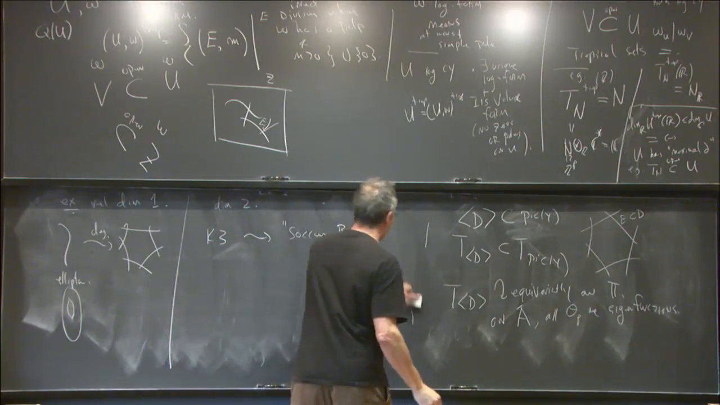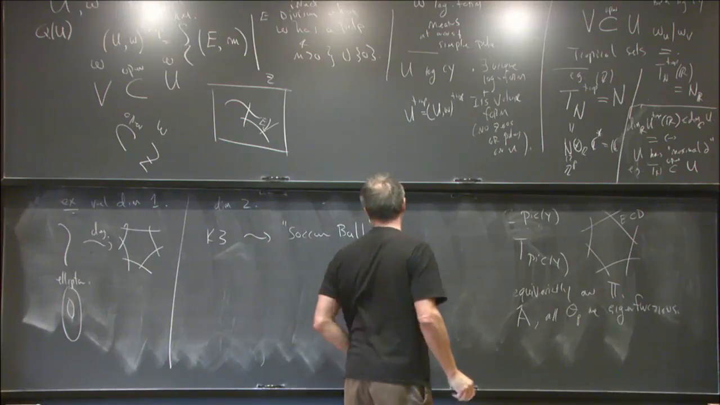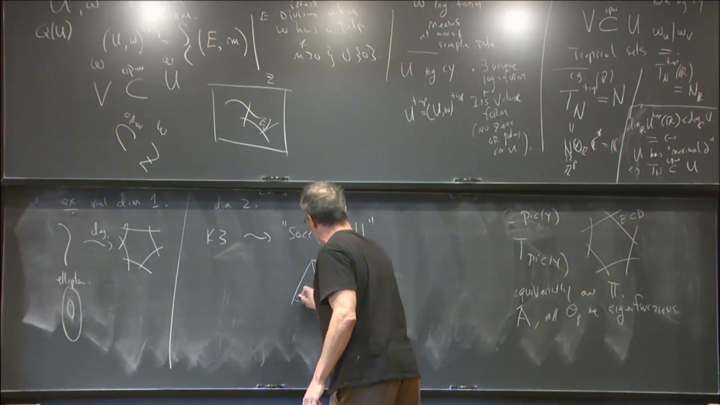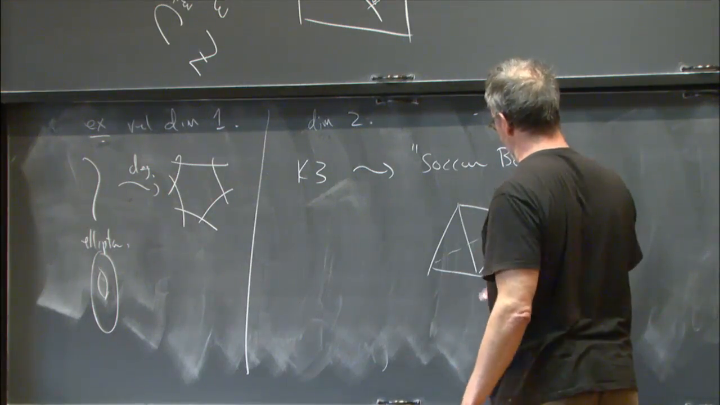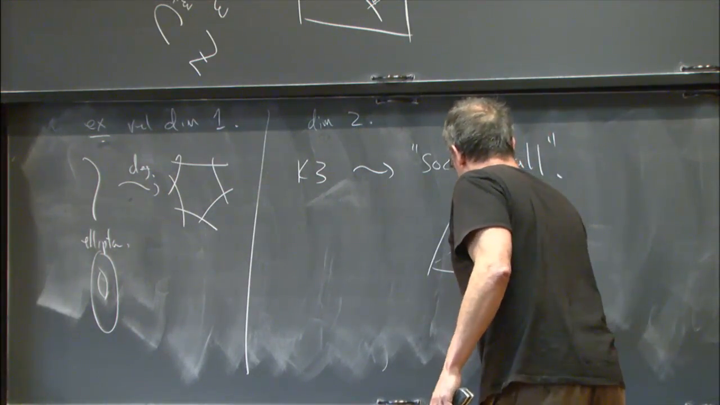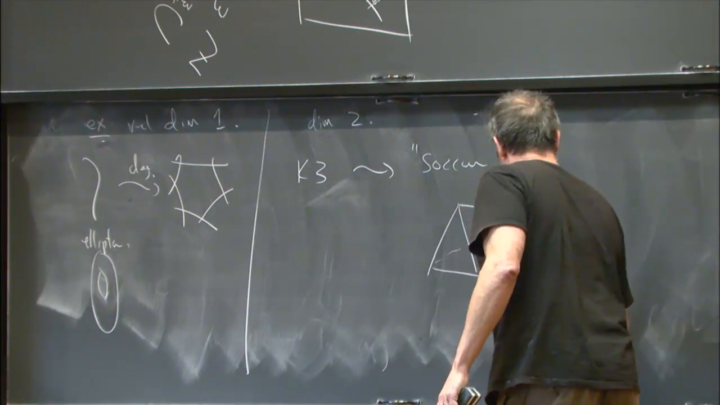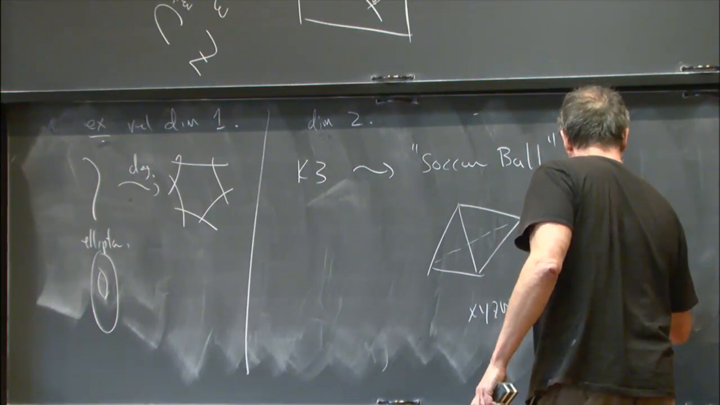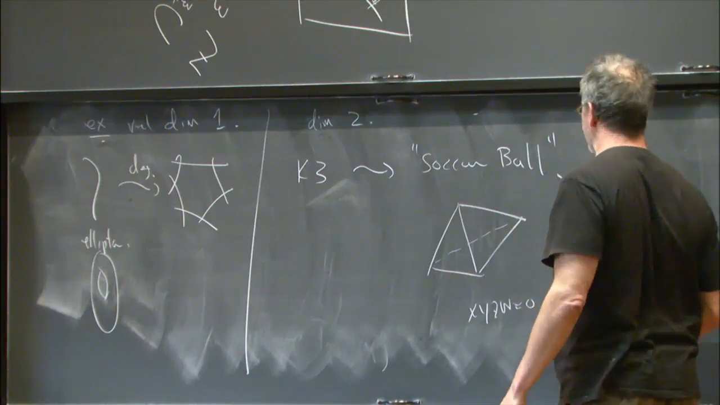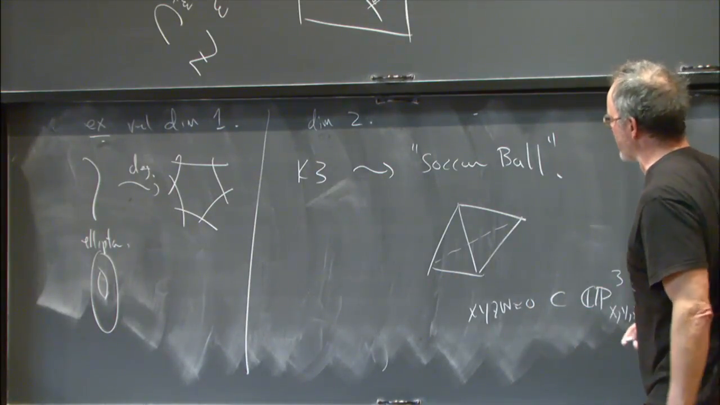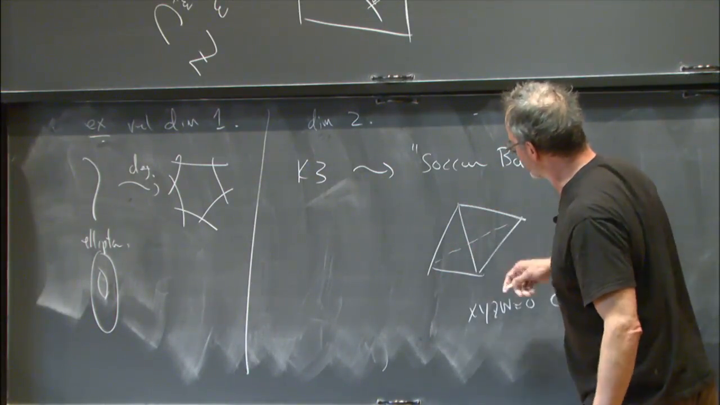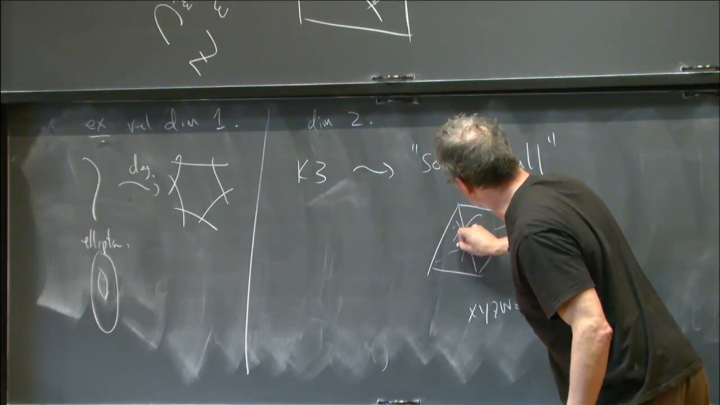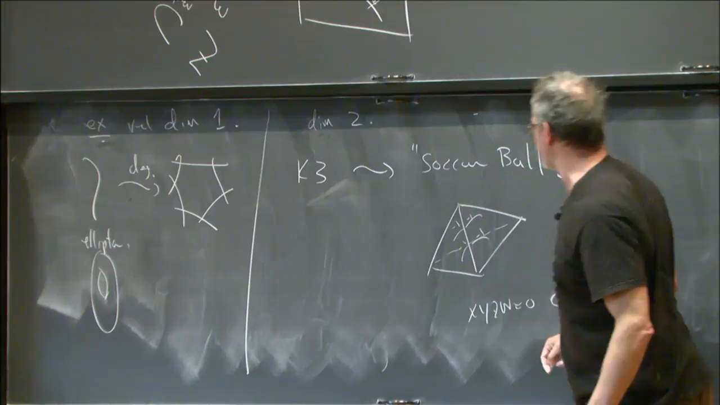What does it look like? It doesn't quite look like this, but let's say the thing people usually draw is something like a bunch of P2s, something like xyzw equals 0 inside of CP3 with those coordinates. But that's not quite right. The total space is not smooth. So this would be a bunch of P2s glued together. You'll have to blow up these P2s, so you get some blown up P2s.